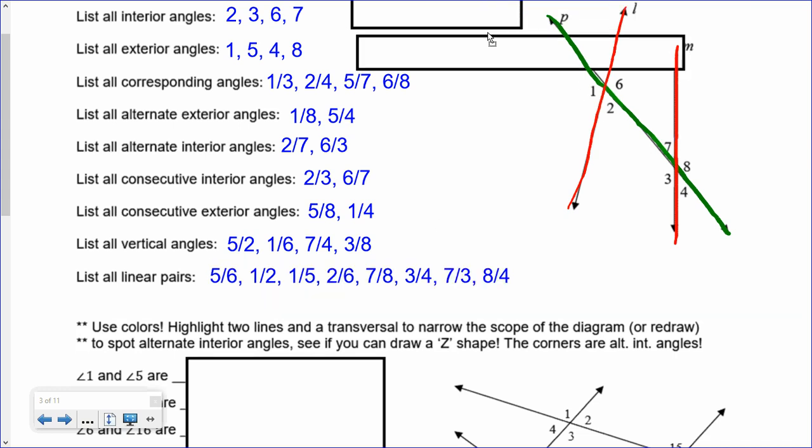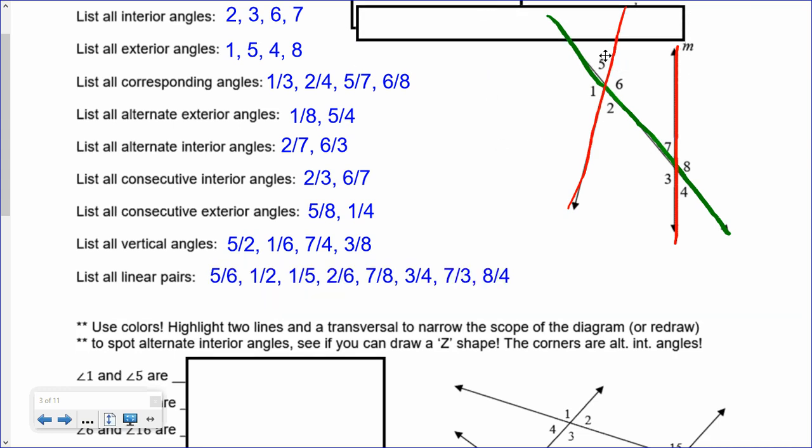We also have a lot of linear pair angles. Remember that linear pair angles are just any angles that create a line when you put them together. So 5 and 6 create a line, 1 and 2 create a line. You could switch it up and go this way. 1 and 5 create a line, 6 and 2 create a line, and then same thing with these angles here. So we have a bunch of linear pairs in the picture. So make sure you know the new stuff and you remember the old stuff too.